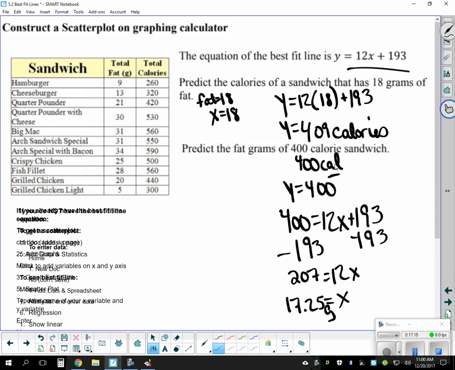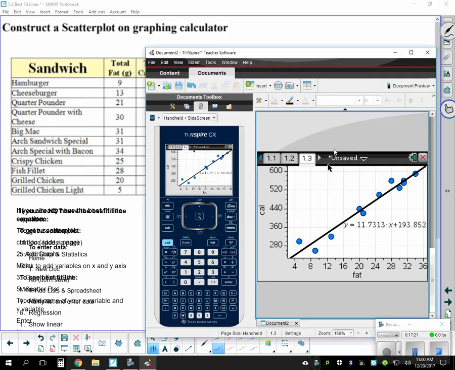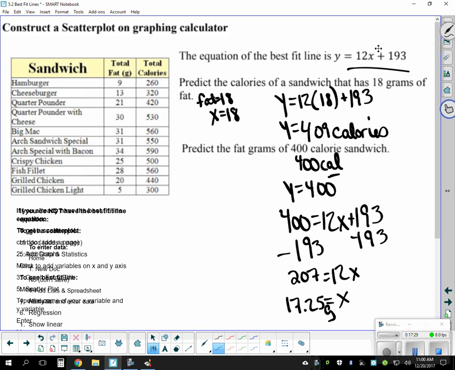Okay? So just two different ways to do it, whether they give you the equation. If they hadn't given us the equation, we would have just used this equation. Probably rounded it 11.7, 193.9 maybe. But that's what we would have plugged into had they not given us that one.